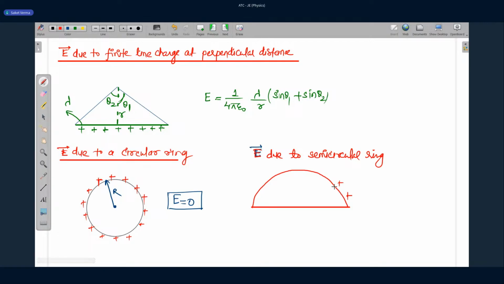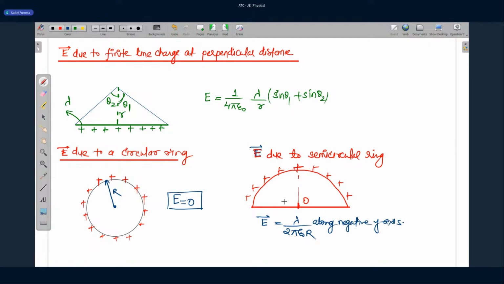Suppose this is a ring in the form of a semicircle, and we are asked to calculate the electric field at the center. Now what will be the electric field in this case? Yes, so the electric field will be, this time, lambda upon 2 pi epsilon naught r, and the direction will be along the negative y.